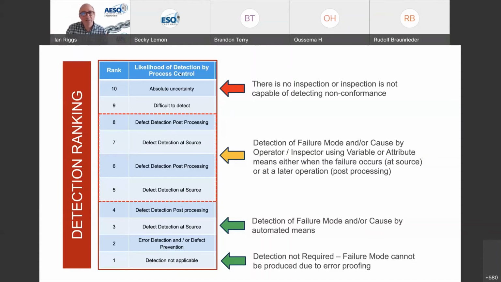A 6 is if it's after the event, so it's further down the process that you're looking for it, then it's a 6. A 7 is attribute, either at source. An 8 is post-processing. So you can see here 1 to 4 only for automated inspection from the A level of mistake proofing. 5 to 8 you can make adjustments based on where you inspect it and if you're using variable or attribute. 9 and 10 difficult to detect, or definitely uncertain because you're not inspecting it.